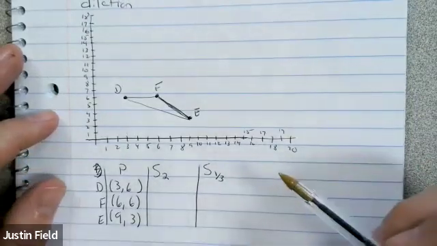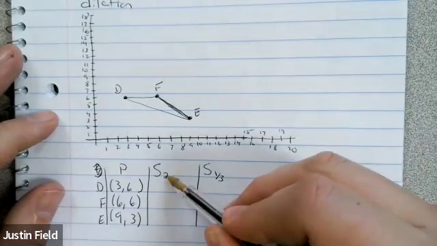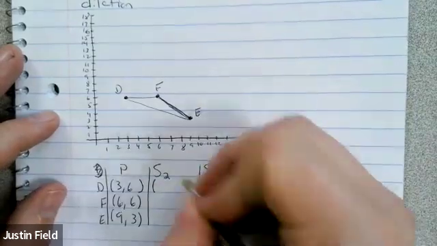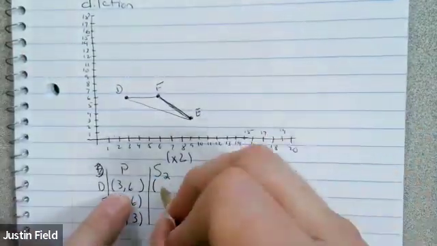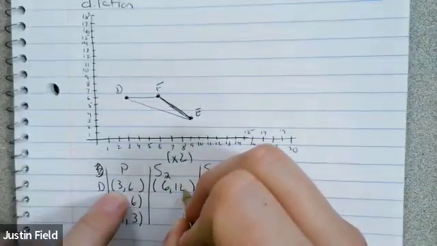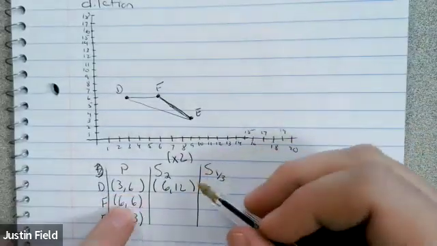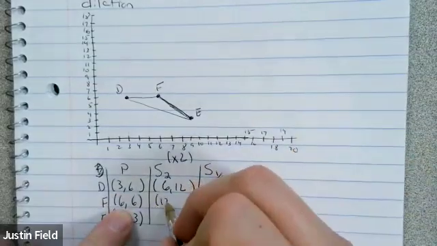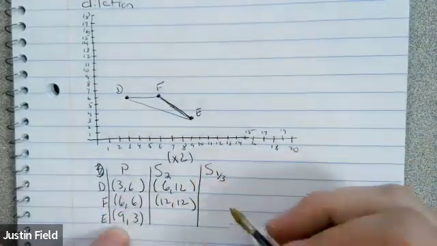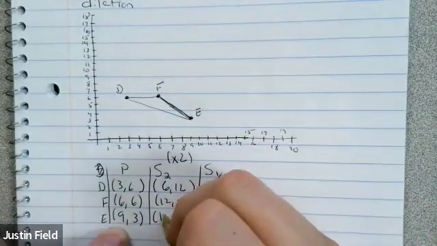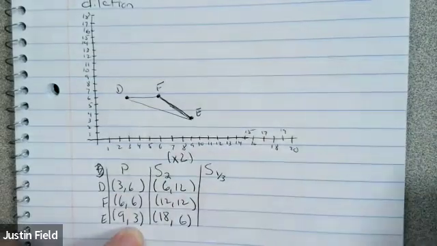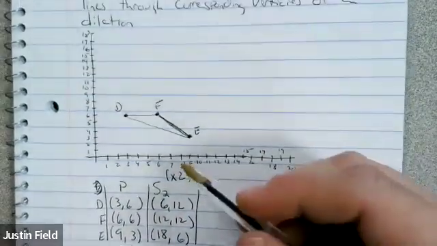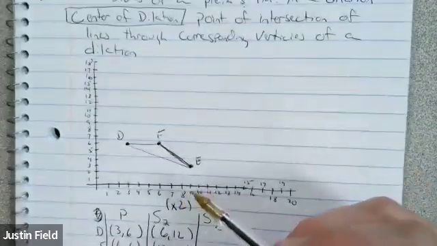And now the first thing we're going to do is enlarge it by a scale factor of 2. Real simple. All you got to do is multiply by 2. So 3, 6 becomes 6, 12. 3 times 2 is 6, 6 times 2 is 12. 6, 6 becomes 12, 12. And 9, 3 becomes, what's 9 times 2? 18. 3 times 2 is 6. So D prime, F prime, E prime under the size change of 2 becomes this.